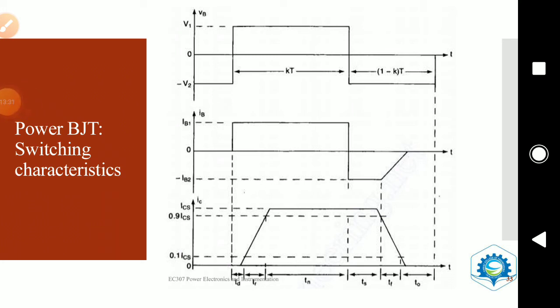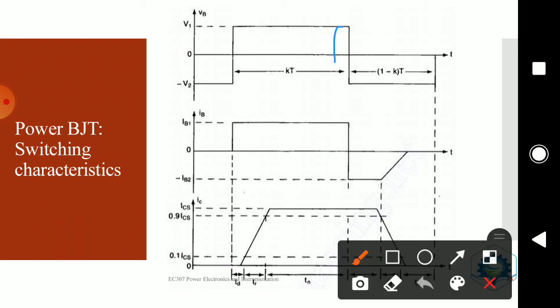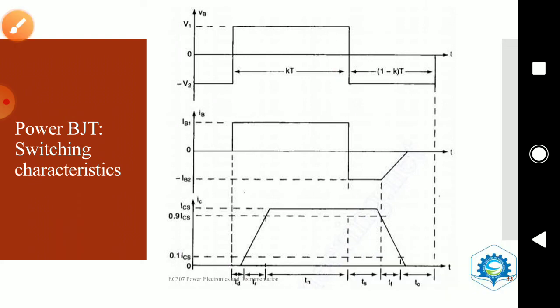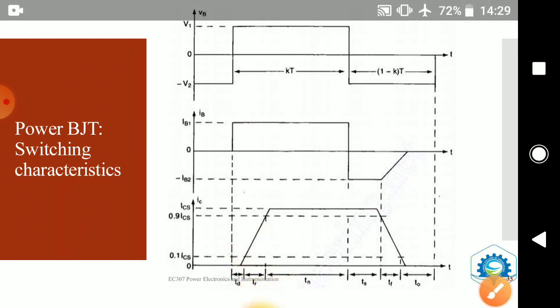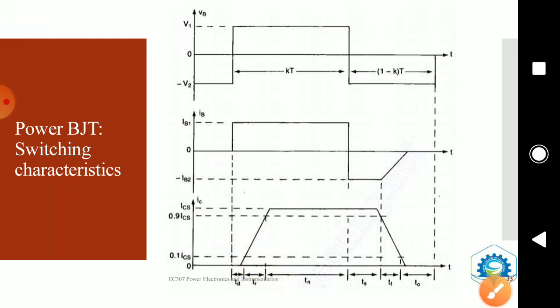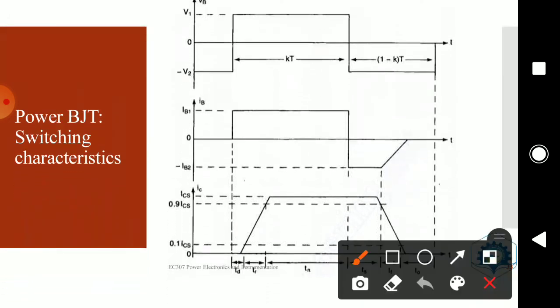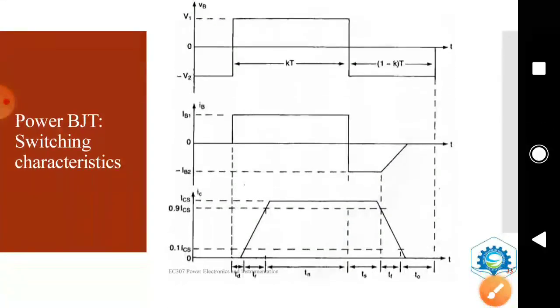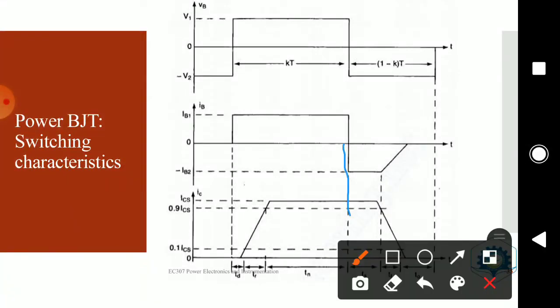If the transistor is to be turned off, you have to apply a reverse voltage as well as a reverse base current. Now, the voltage will start to fall from V1 to minus V2. Also, during the same time, the current IB will also fall to a negative value. But you can see that there is no change during that time in the collector current.